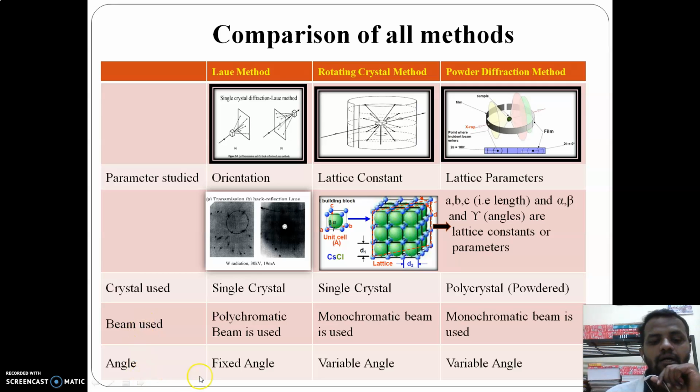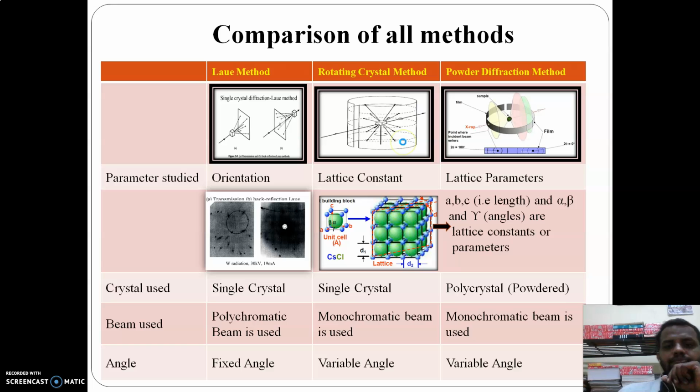Opposite to it is the angle, that means the theta angle. So in case of Laue method, since a polychromatic beam is used, the angle is kept constant. But for rotating crystal and powder diffraction, since monochromatic beams are used, the angle will definitely be varying. So by merely comparing these three methods, or by merely having a hold of this slide, you can have credible data if any question is asked on XRD methods.